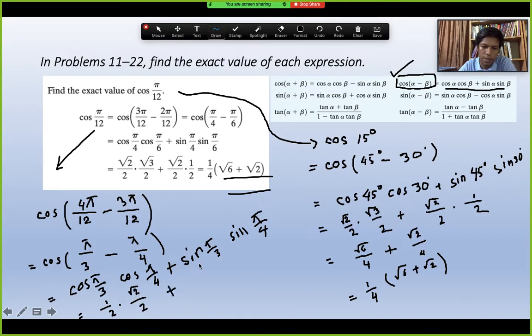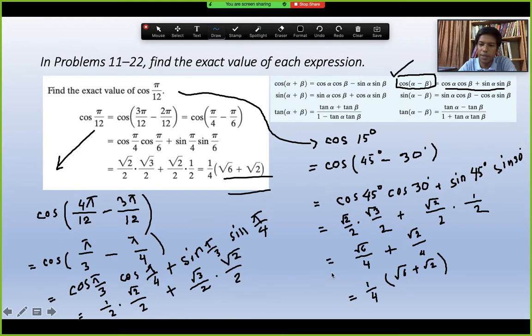Then plus sine pi by 3. Sine pi by 3 is root 3 by 2. That means this is 60 degree. Sine 60 degree means root 3 by 2. Then this is root 2 by 2, 45 degree. That means root 2 by 2.